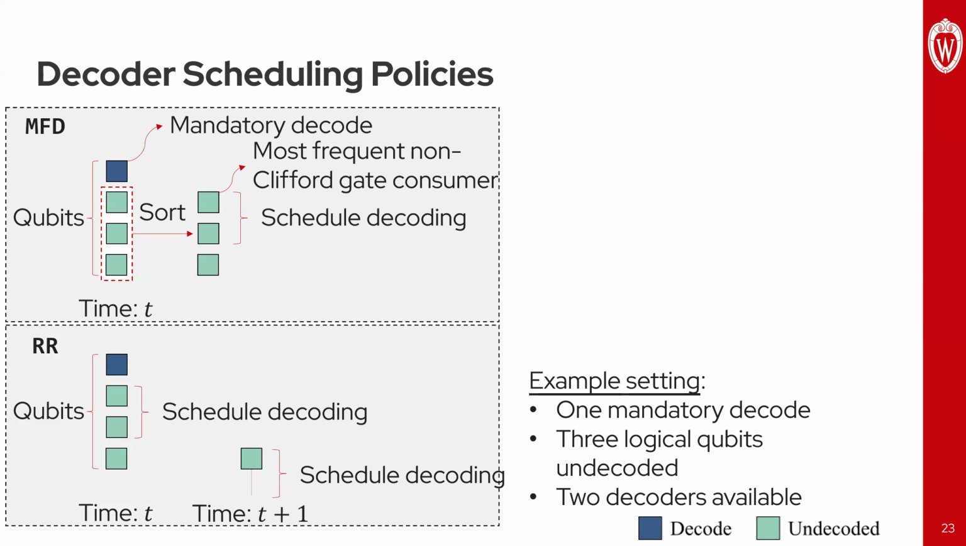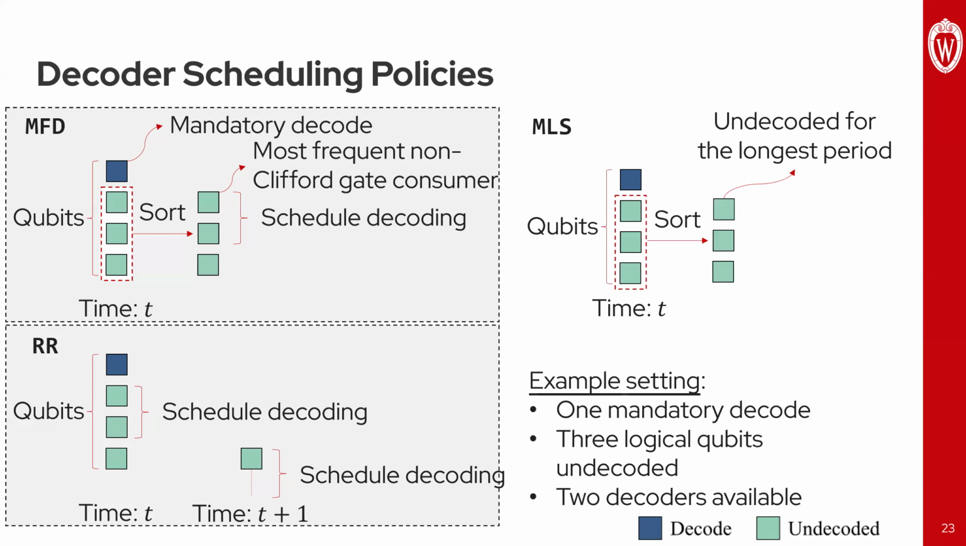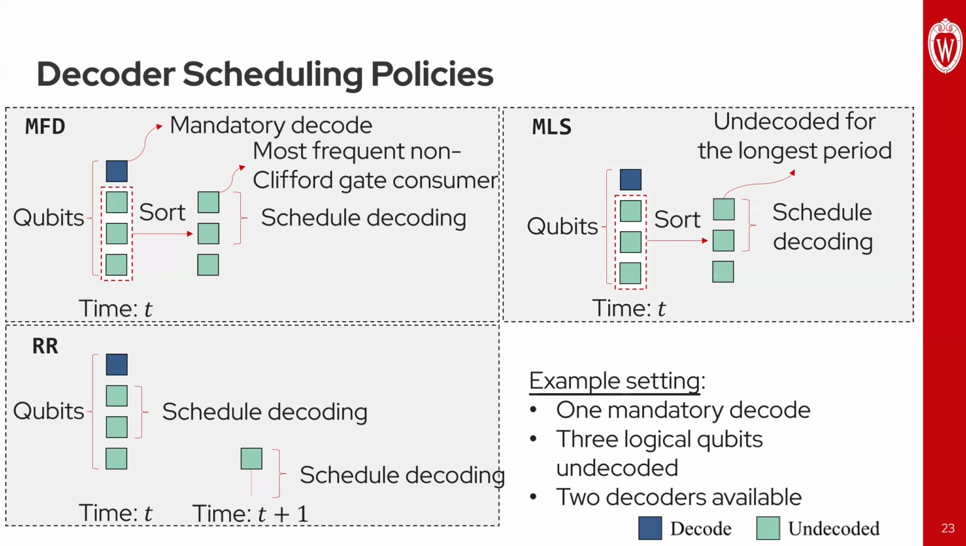The third is MLS, which I call the minimizing longest undecoded sequence length. Here we again sort, but this time in the order of which qubit has remained undecoded for the longest period of time. The logical qubit which has been undecoded for the longest period is at the top, and we schedule decoding for that logical qubit. So this ensures that we are constantly minimizing the longest undecoded sequence length for any particular benchmark.